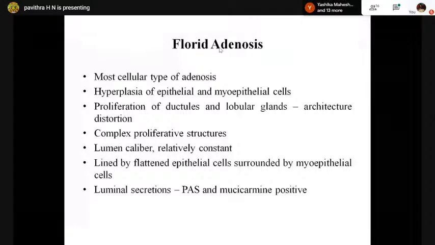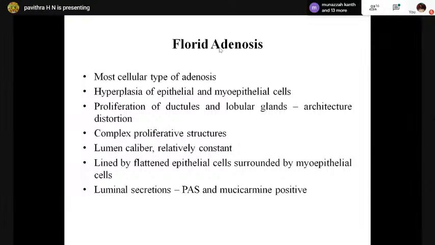Florid adenosis, as the name itself says, is the most cellular type of adenosis. There will be hyperplasia of both epithelial and myoepithelial cells, and there is proliferation of ductules and lobular glands. So this will distort the architecture. There is a complex proliferative pattern, and lumen caliber will be relatively constant.